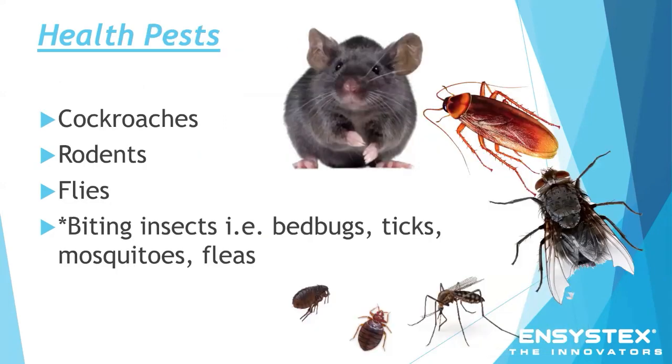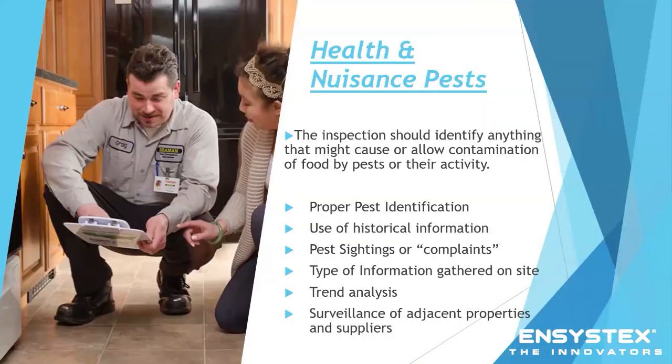Okay, so you've got the health pests again, your cockroaches, rodents, flies, and you can do the next step for us. So your inspection should identify anything that might cause or allow contamination of food by pests or their activity, or even your treatment, whatever pesticide you're using. So proper pest identification is extremely important. We'll carry on a bit more about that once we go to the specific pest.